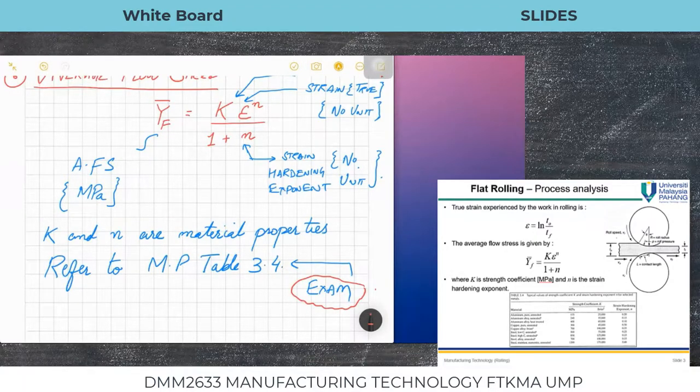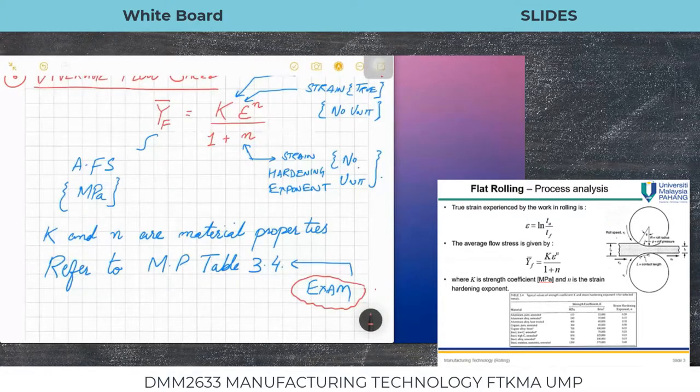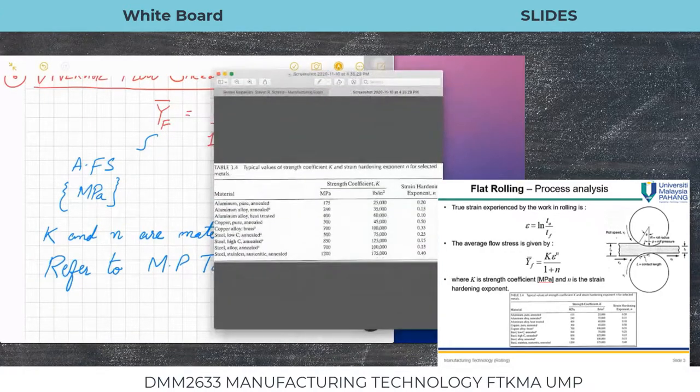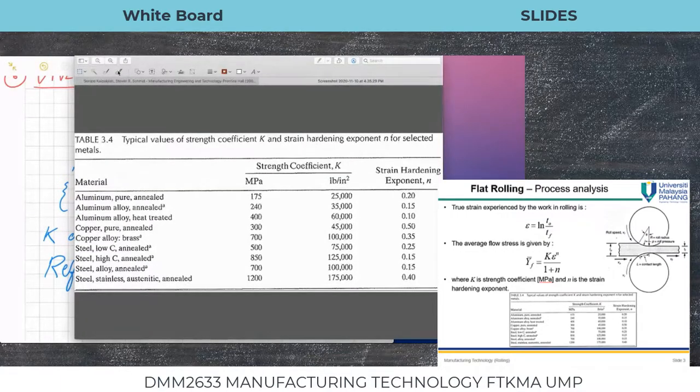Table 3.4 is given in your slides also. If you can see in this table, the value of K, which is the strength coefficient, and n, which is the strain hardening exponent, is given for each different material.